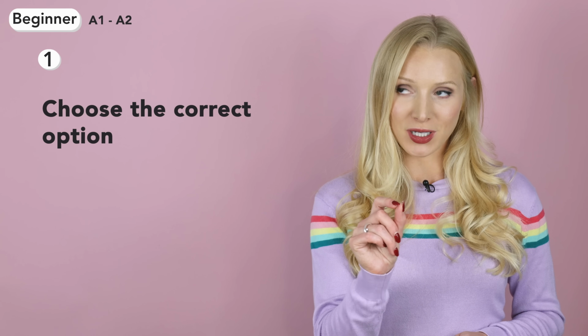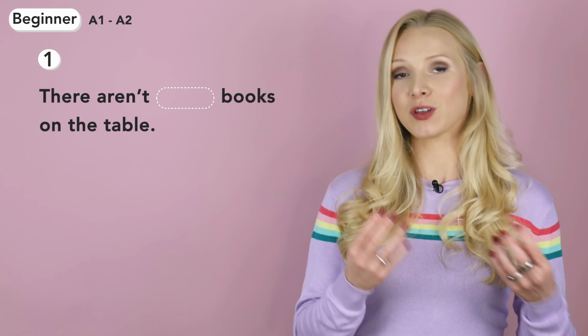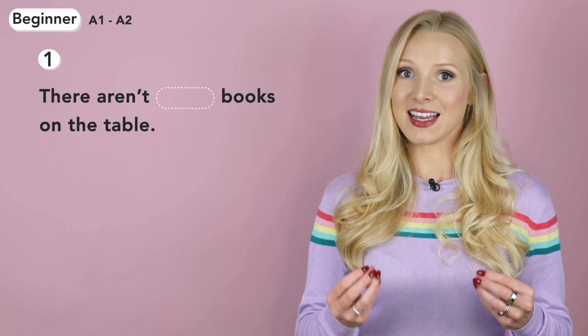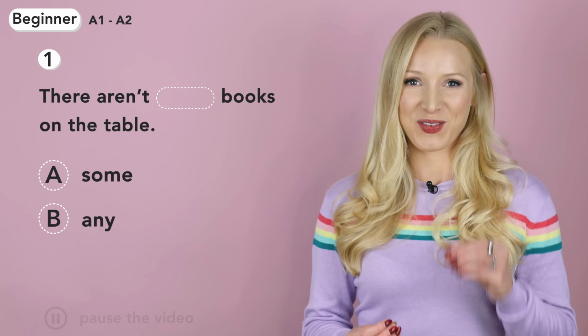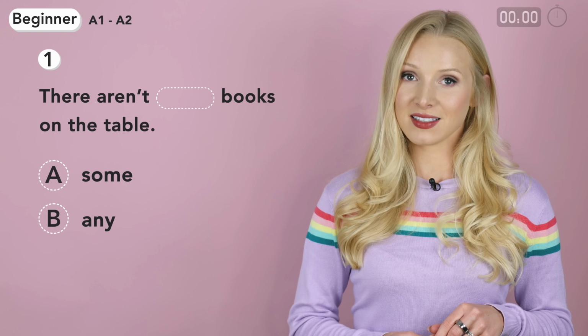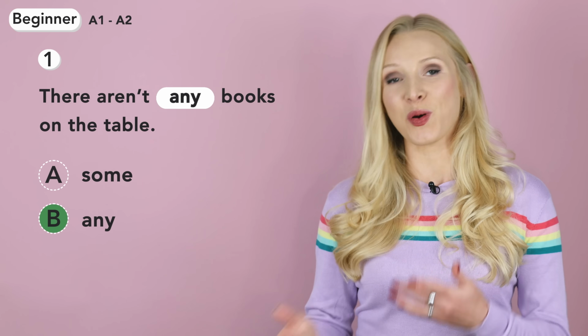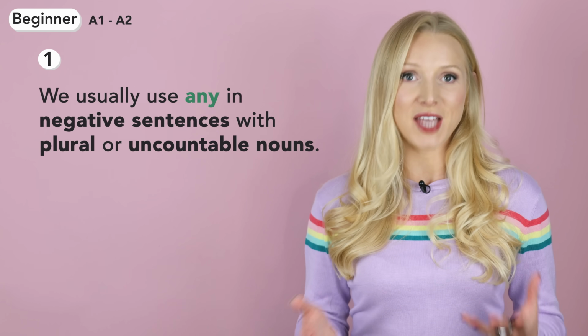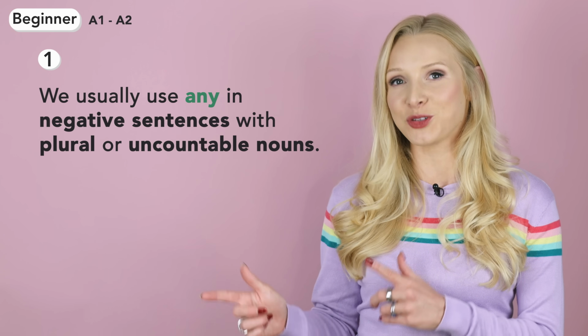Number 1. Choose the correct option to fill in this gap. There aren't books on the table. Is it A, some, or B, any? I'll give you 5 seconds. The answer is any. There aren't any books on the table. We usually use any in negative sentences with plural or uncountable nouns.